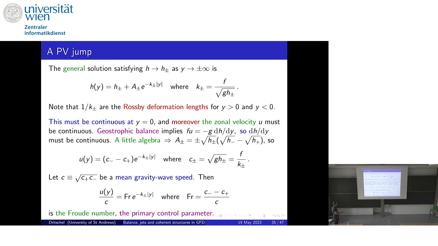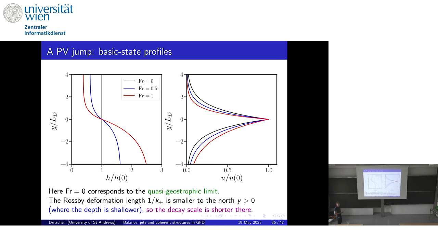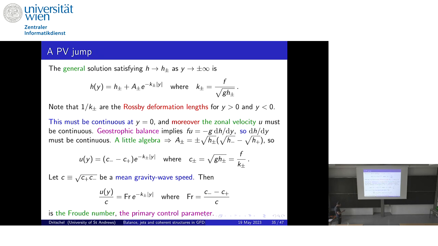So the velocity over c is maximally the Froude number at y equals zero, and then decays either way. The Froude number is the only parameter that controlling the basic state. Once you scale everything by c, you can write it in terms of the one dimensionless parameter. Yes, scale u by c.